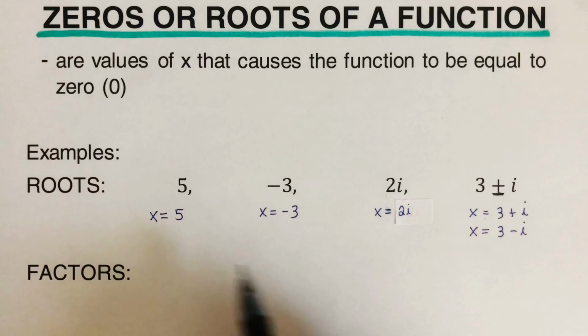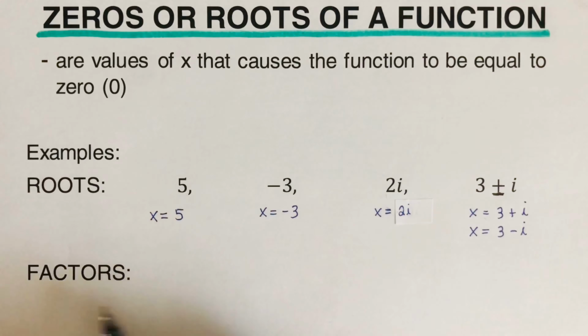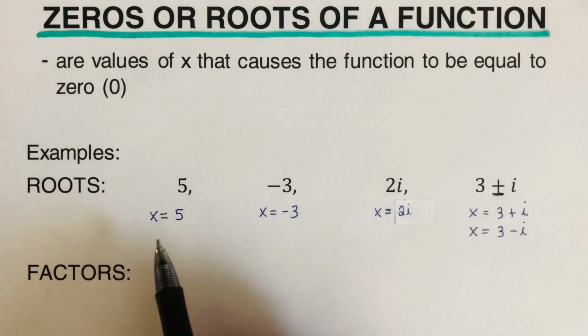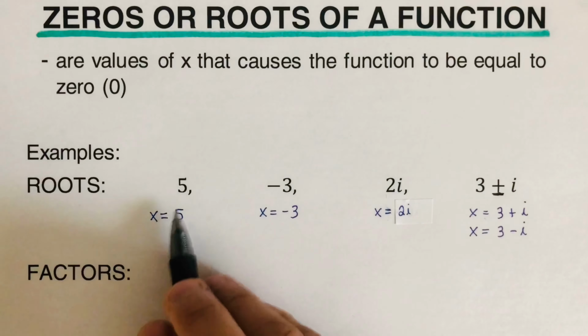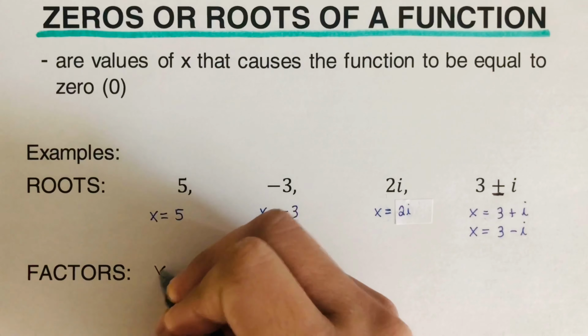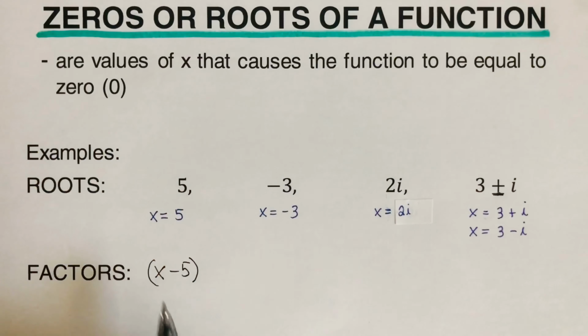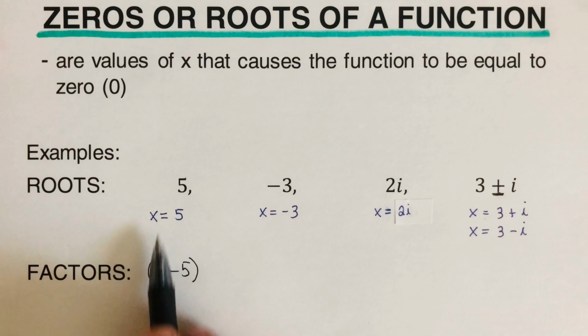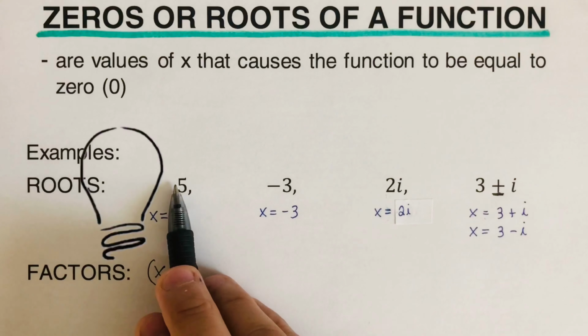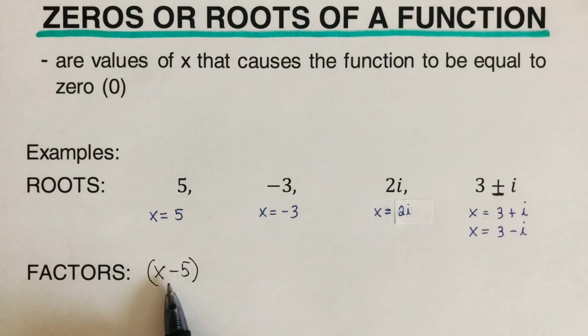Now, if we want to change these roots into factored form, we are going to use the zero product property backwards. So we can rewrite this as x minus 5 in parentheses, which means that if we set this equal to 0, then we add 5 to both sides. That's how we got x is equal to 5. So pretty much we switch the sign of this, and that would be in factored form.